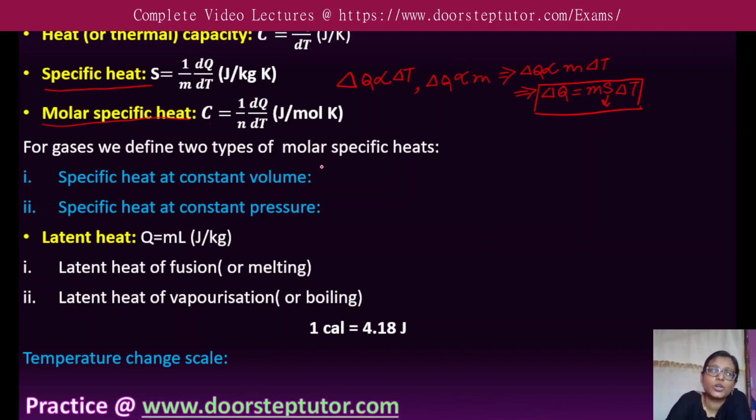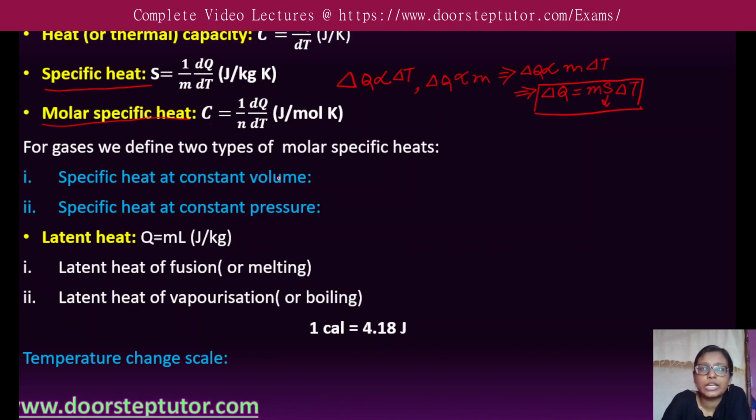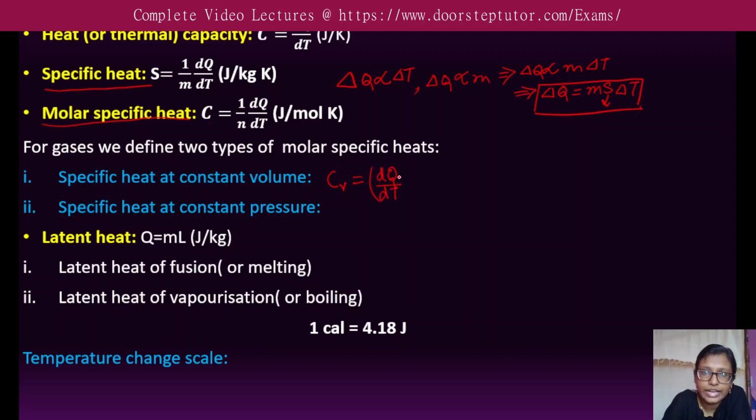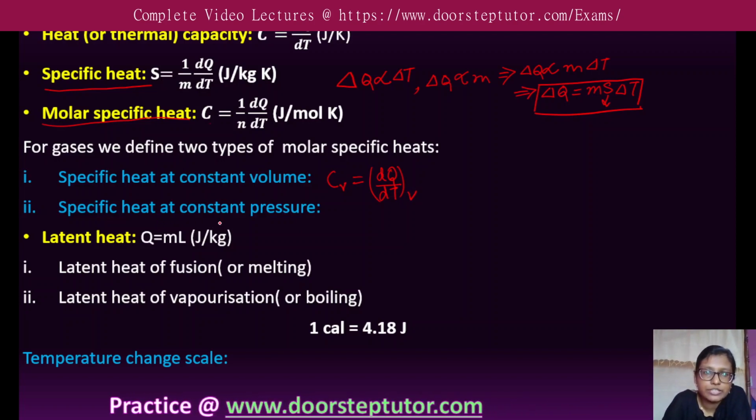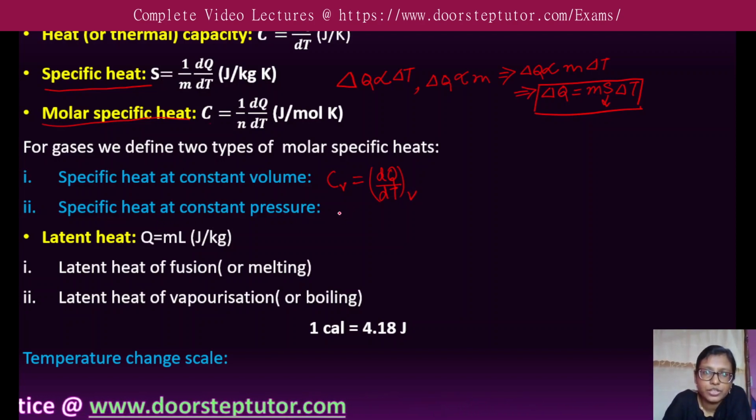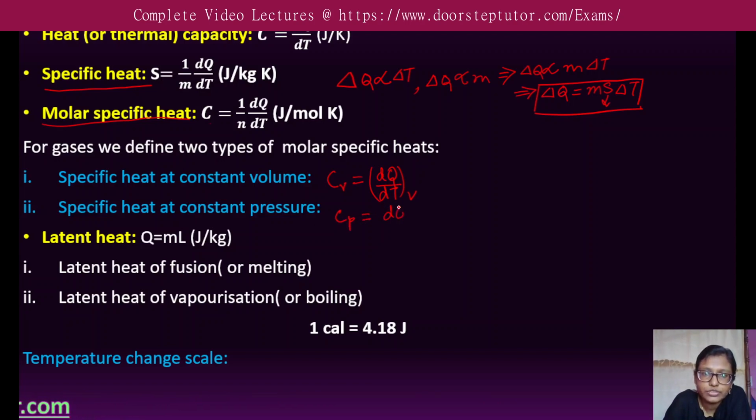And for gases, we define two types of specific heat. One is the specific heat at constant volume, which is denoted by Cv, and it is given by dQ by dT at constant volume. Another is specific heat at constant pressure, whose expression is given by Cp equals dQ by dT at constant pressure.